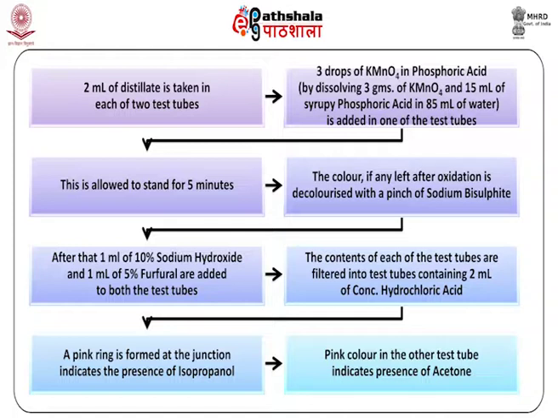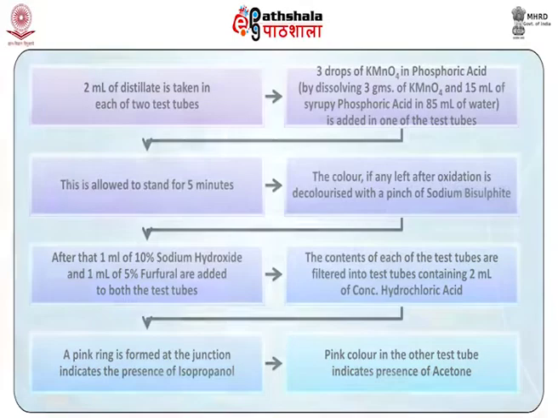After that, 1 milliliter of 10% sodium hydroxide and 1 milliliter of 5% furfural are added to both the test tubes. The contents of each of the test tubes are filtered into test tubes containing 2 milliliters of concentrated hydrochloric acid. A pink ring is formed at the junction indicating the presence of isopropanol, and the pink color in the other test tube indicates the presence of acetone.